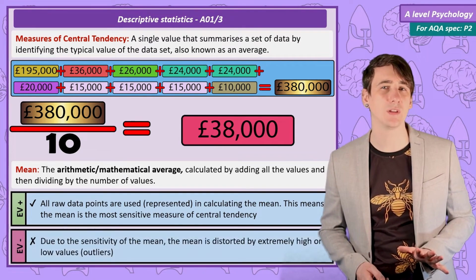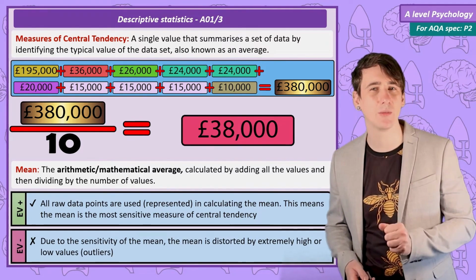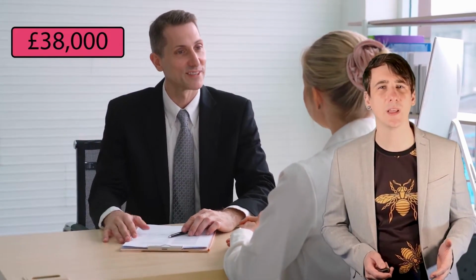However, the main criticism of the mean is because of its sensitivity, it's easily shifted towards extreme values. Now, going back to our scenario, the CEO would be perfectly accurate in giving any of those figures as the average wage of the company's employees, and might be tempted to state the mean to show his company in the best light and to get you to join his company.